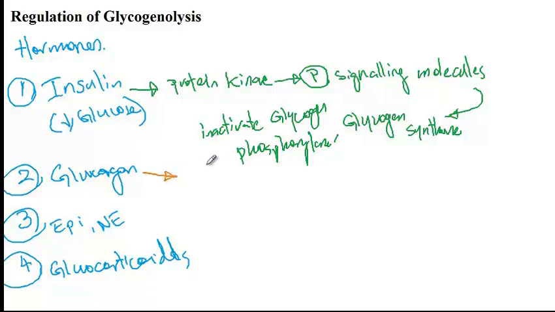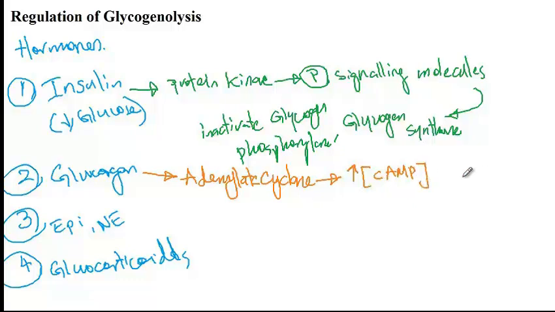Then we have glucagon, which increases the activity of the adenylate cyclase, as a consequence of which now there would be increased concentration of cyclic AMP that increases the glycogen breakdown, and so therefore it increases the glucose concentration.